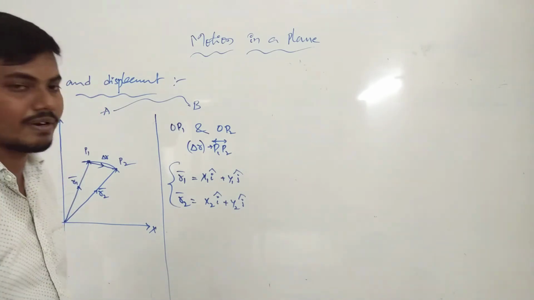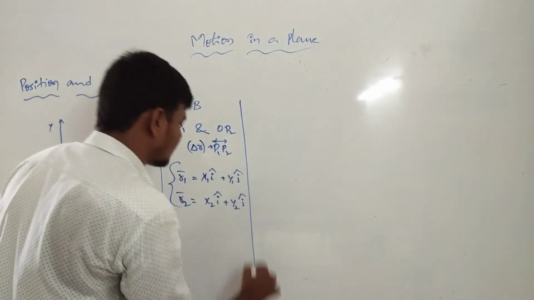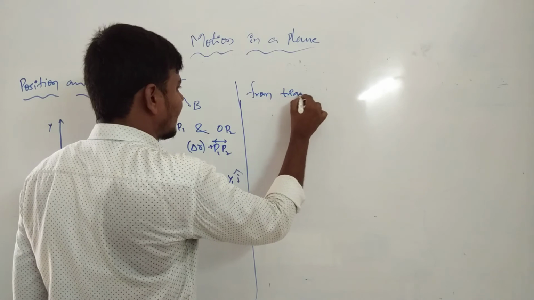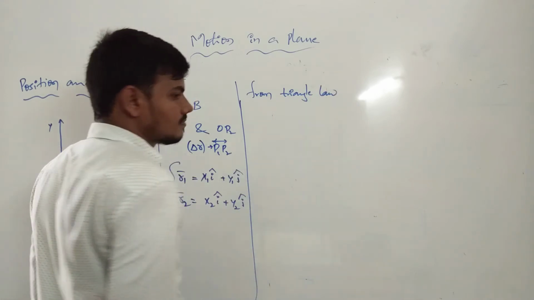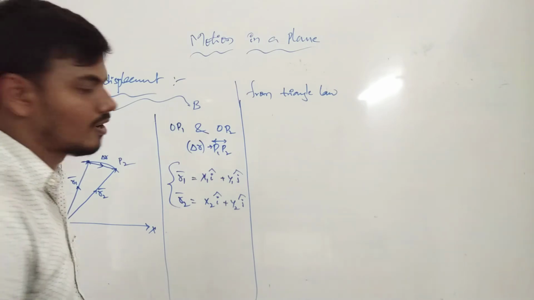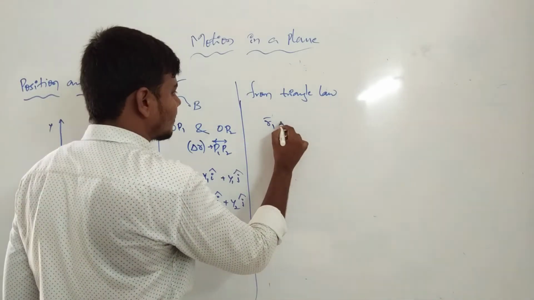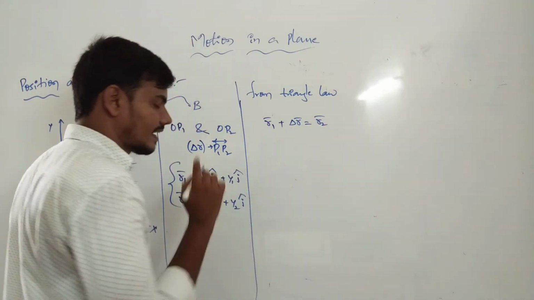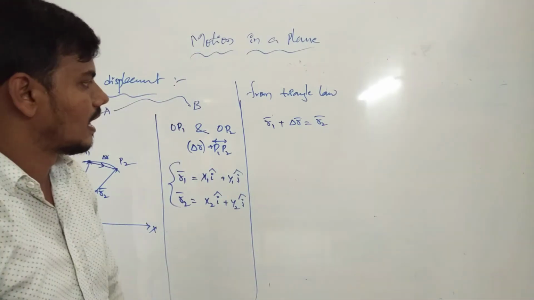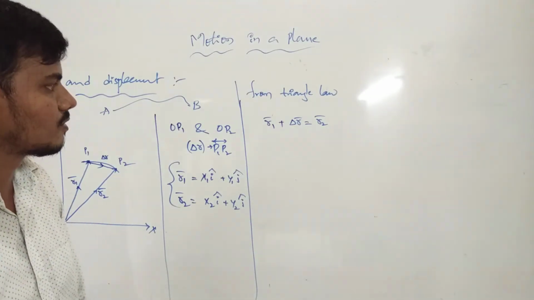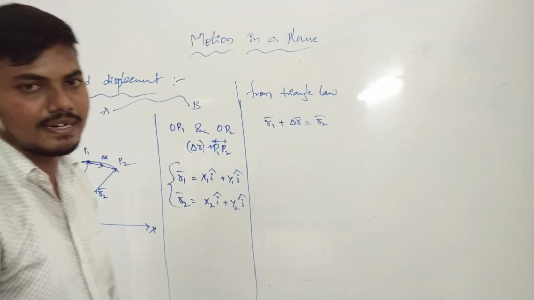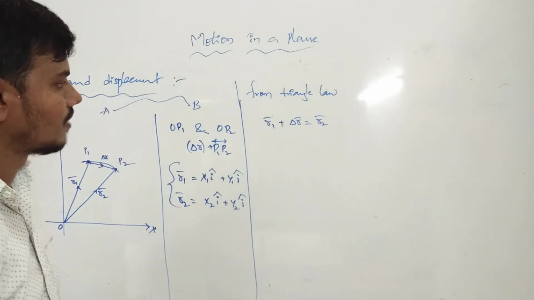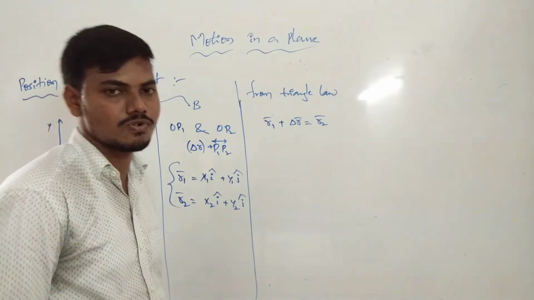Remember, we can represent this using the triangle law. Now what is the triangle law? R1 bar plus delta R bar equals R2 bar. This is the triangle law. Clear? We can observe this triangle law in our vector combinations, and we can apply what we learned previously. R1 bar plus delta R bar equals R2 bar.